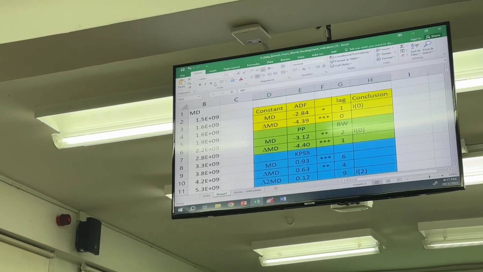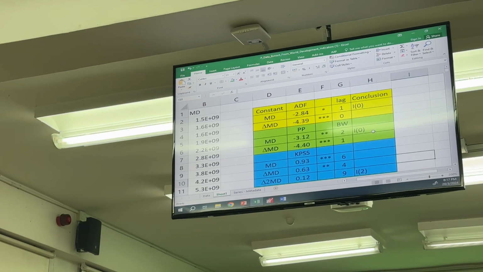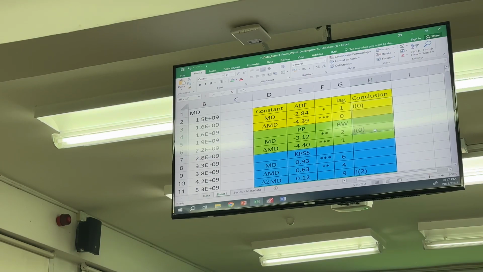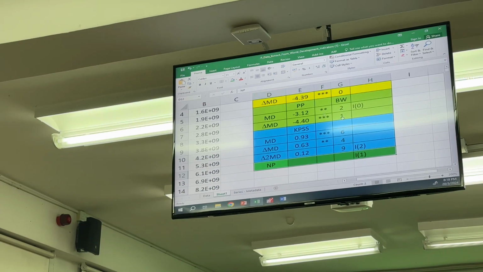Four different results. So what can you conclude here? Two say I(0), one says I(2), one says I(1). In this condition, even though the ADF and PP say I(0), I would like to conclude that my series is I(1), stationary at first difference. This is because the Ng-Perron test was proposed in 2001 and already accommodates the limitations of the past, so it has much higher power compared to the previous tests.